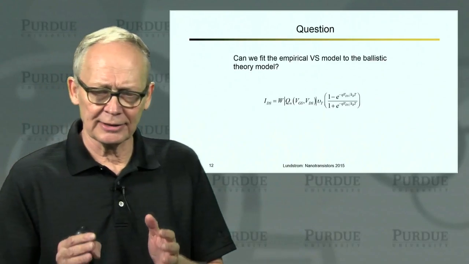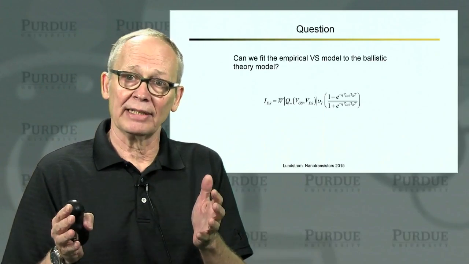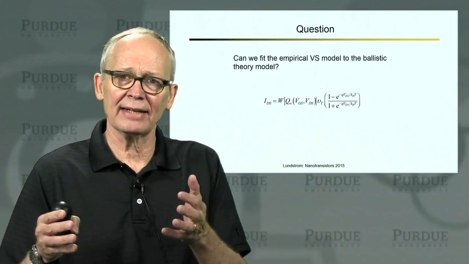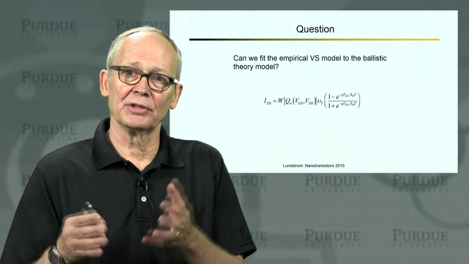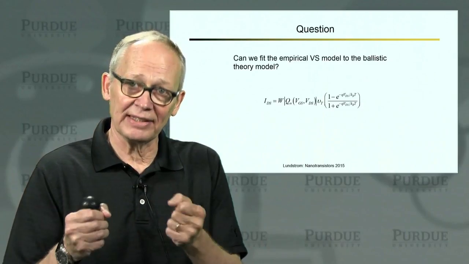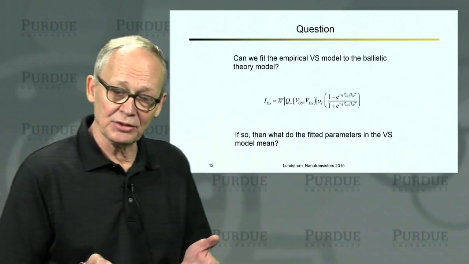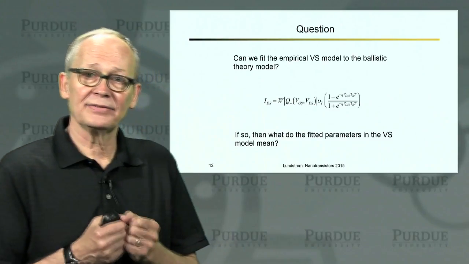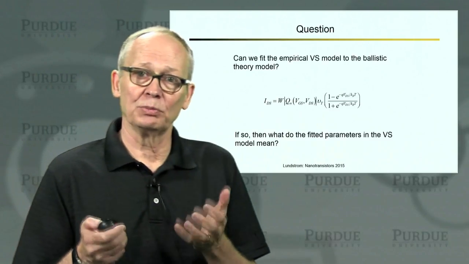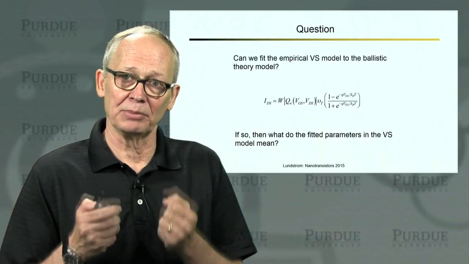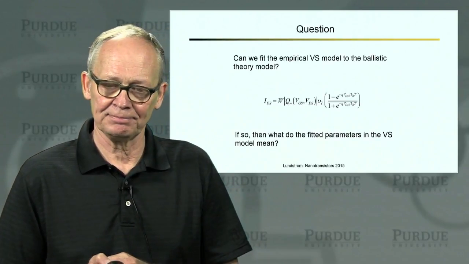So the question is, if we calculate the IV characteristics of a ballistic MOSFET, and then take our semi-empirical virtual source model and try to fit those calculations, can we do that? If we can do that, what is the physical significance of those two parameters that we have adjusted to fit our computed ballistic IV characteristics?